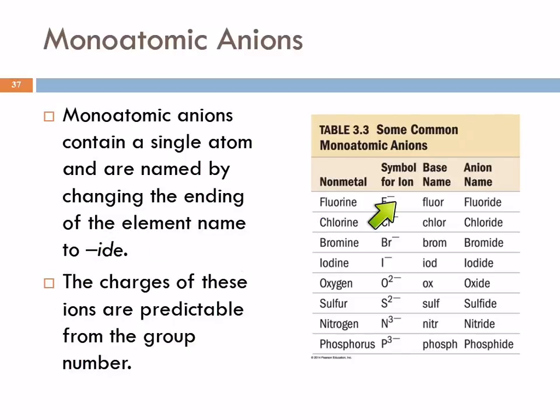So fluorine becomes fluoride. Chlorine becomes chloride. Oxygen becomes oxide. Nitrogen becomes nitride. So we're just changing the end. And this kind of goes along with my analogy of guys and girls, because when a man and a woman get married, who's more likely to change their last name? The woman. So the woman changes the ending of her name. The nonmetal changes the ending of its name when it becomes part of a compound.